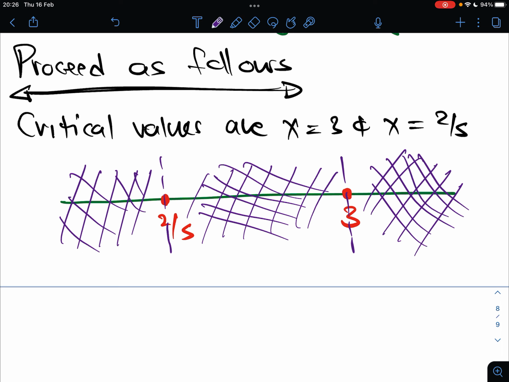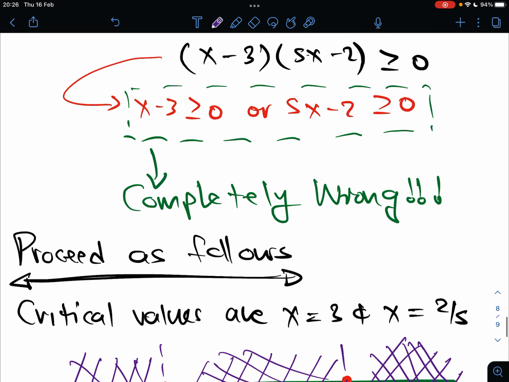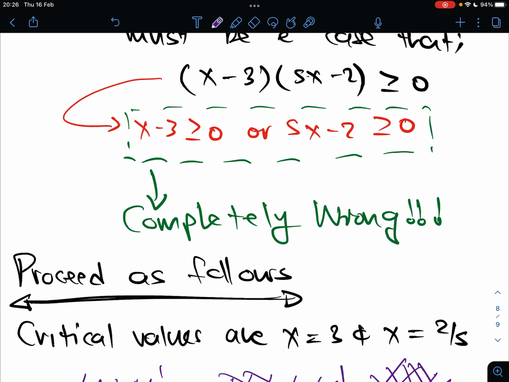So what we're looking for now is a region which contains all values of x such that when we plug them in, both of these two brackets are positive at the same time.